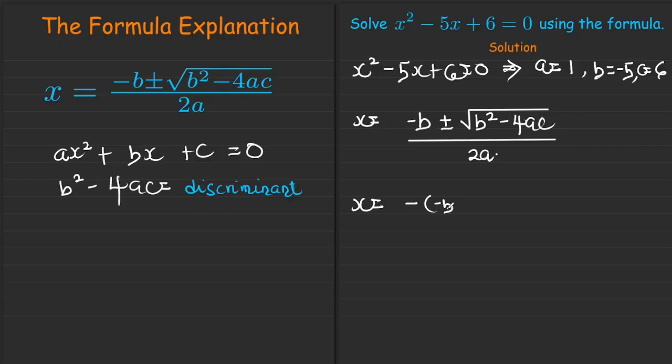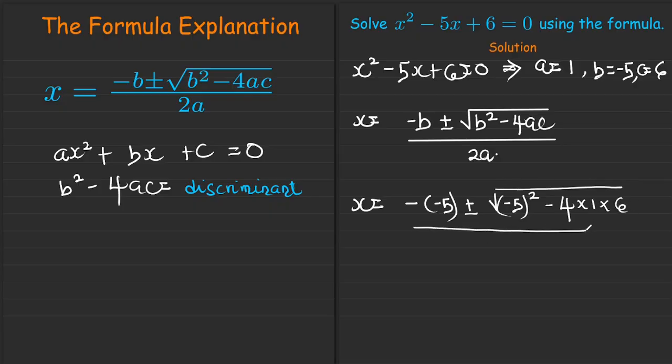So negative negative 5, then plus or minus the square root of b squared. The b was negative 5, hence we put that here. So this is our b, then squared, minus 4 times a times c. So times our a, which is 1, and then times our c, which is 6. Then all over 2a. The value of a was 1.